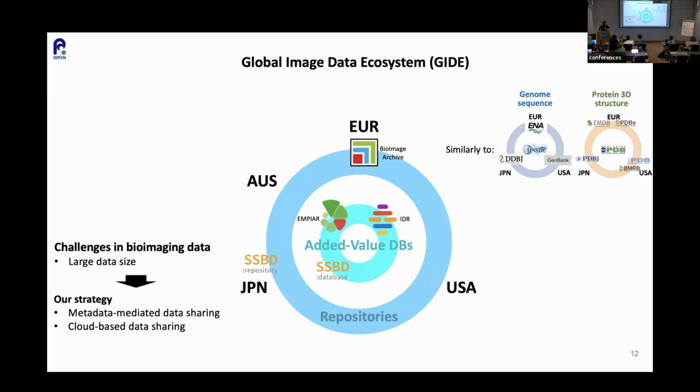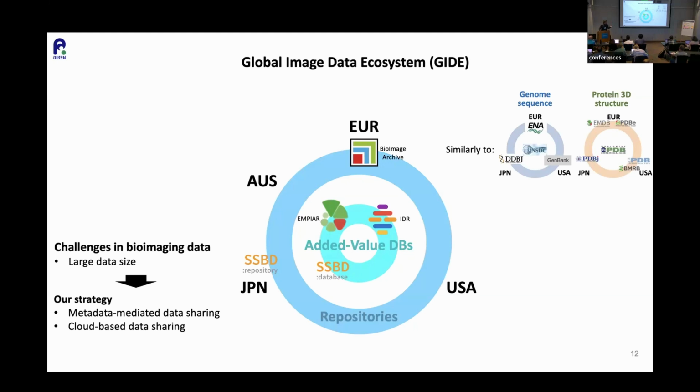In DNA sequencing and protein structure databases, they mirror all the data into basically three locations in the world, but we cannot do that. So we are aiming to use the metadata-shared model. All the original data should be located in the local or sometimes shared space, but the metadata is shared and used for searching.